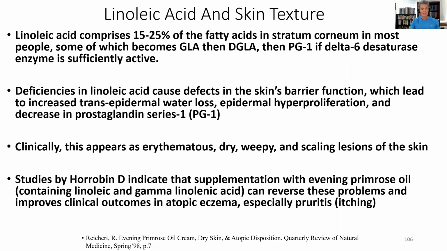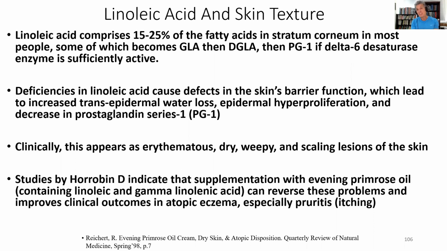So people that have epidermal hyperproliferation, where the skin is scaly and dry and you don't have really nice skin texture, studies dating back a number of years show that giving them evening primrose oil, which has gamma-linolenic acid, just like borage seed oil, but it only has 9% GLA, whereas borage seed is 22%.